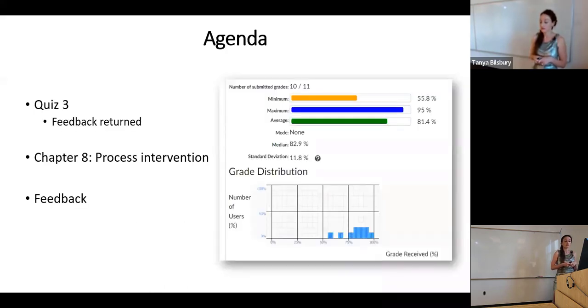Everyone has now written the quiz, and I have returned the feedback, which means you can see the grading key and what you got wrong. I didn't write out explanations this time, but please check it and let me know if you have any questions or concerns. The average for quiz 3 went up to 81%.